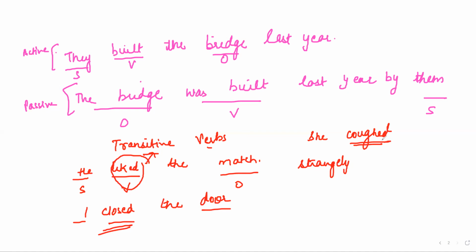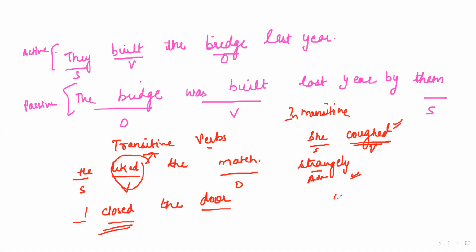You're not saying she coughed on or at or whatever. So this is only telling you the way. Strangely is an adverb, right? So we have a subject here, a verb here, and an adverb here. We don't have any object here. So these kinds of sentences have intransitive verbs. So coughed here is a verb, but it is intransitive. So in this case, you will not be able to change this into passive.